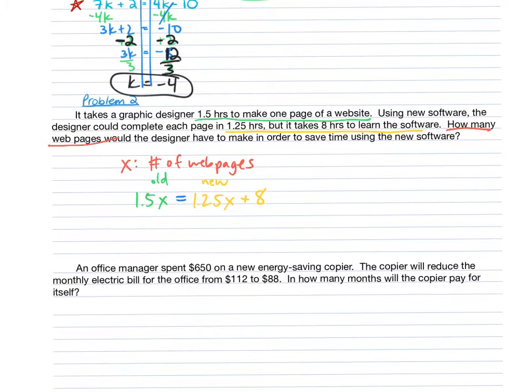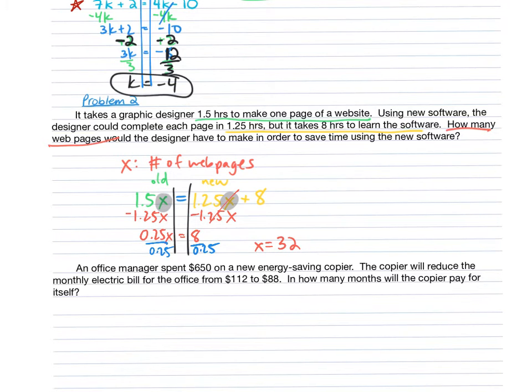Okay, and so when are they going to be equal? So we can see here we have two variables, or the same one variable, but they're on two different sides, and we want to combine them. So let's subtract the 1.25x, because then we would just get 0.25x here, and then that would go away. Equals 8, and then we could divide by 0.25, and x would be 32.